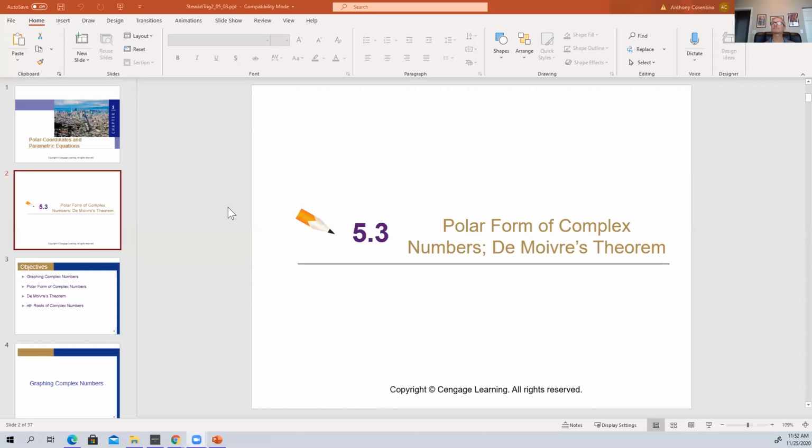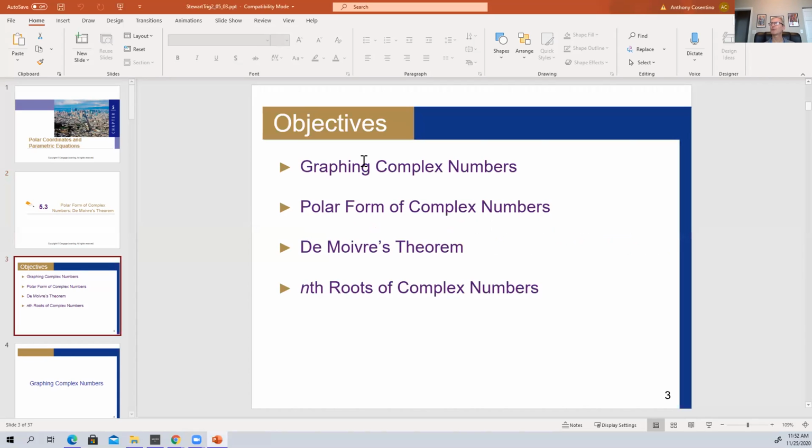So to get started, let me pull up the slides here. And so you can see here we have section 5.3. And we're going to go through 4 different concepts. So we're going to introduce the complex graph, the idea of graphing a complex number, and then the polar form of complex numbers, and then these 2 theorems, which are the reason why we do this transformation to begin with.